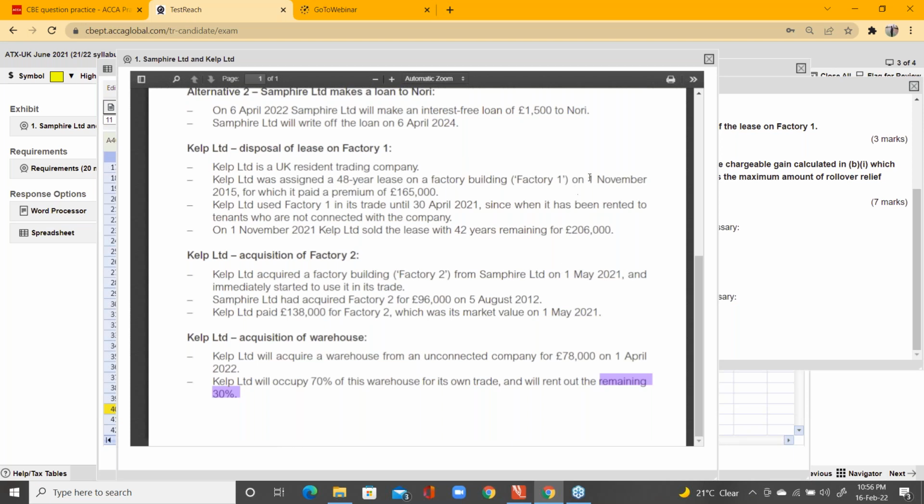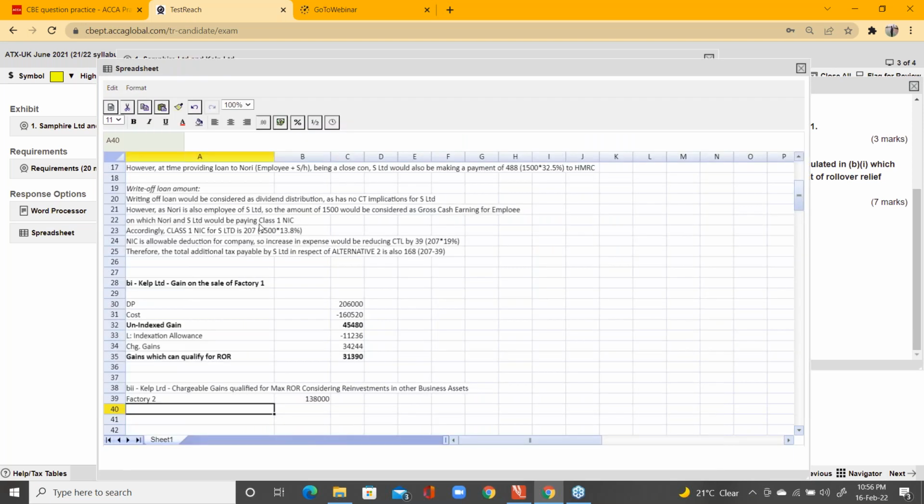You can see that this building is sold on 1st November 21. K Limited sold factory 1 and purchased factory 2 on 1st May 21. In fact, factory 2 was purchased within the 12 months prior to the disposal of factory 1, and another asset was purchased on 1st April 22, within the next 36 months after the disposal of factory 1. So both assets meet the definition of the qualifying reinvestment time period. On this basis, we are considering the values of the assets just to check how much ROR can be claimed.